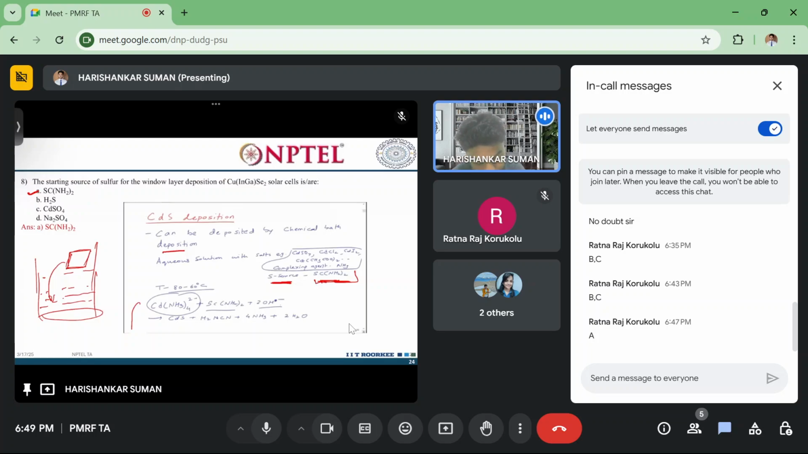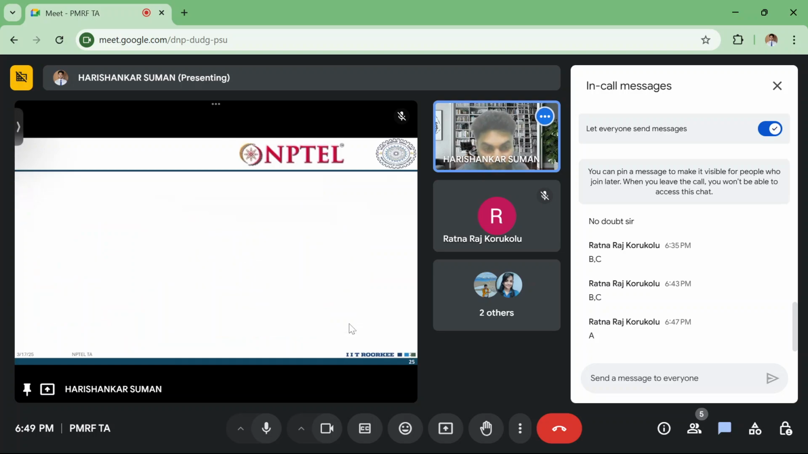Okay, so this is the reaction. A temperature of 60 to 80 degrees will be used, and this source is used. Cadmium sulfide forms as the product. Okay, so let's go to the next question.